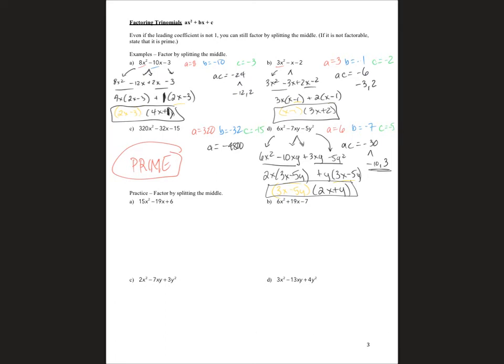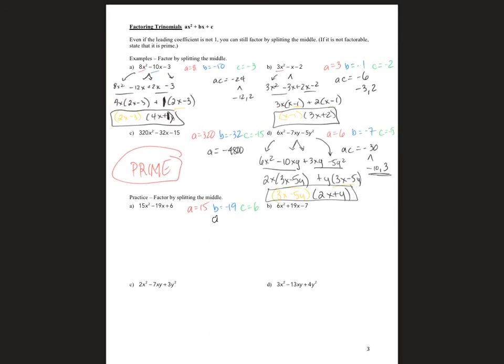More practice. So go ahead and try more practice if you need more practice with splitting the middle. You can pause it, try it, and check it if you want the practice. I'm going to work them out for you. A is 15. B is negative 19. C is 6. AC is 6. Finding factors that multiply to give you 6, but add to give you negative 19.